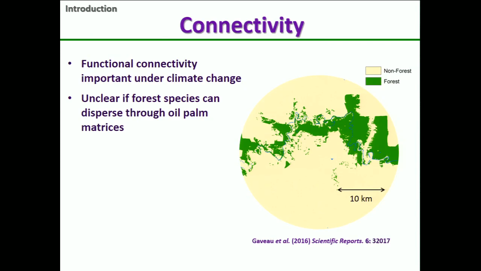But there's limited data on whether forest species can actually disperse through oil palm plantation matrices. And in Southeast Asia, the remaining forest is really fragmented, and this is just some forest cover data taken from near where I was working in Sabah in Borneo, from 2016. It's going to be really important to maintain connectivity in these fragmented landscapes and allow species to move across these types of landscapes. And so developing conservation strategies to conserve species in future is going to be really important.